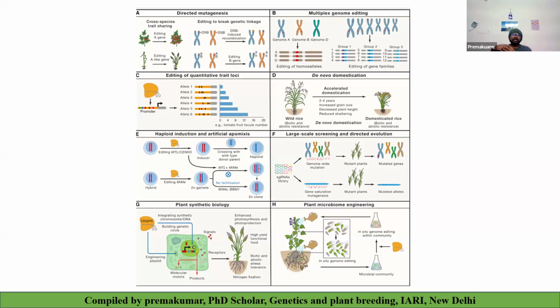Anyways, genome editing plays several roles. Not only this, like de novo domestication or directed mutagenesis, increasing the expression of QTL, haploid induction, synthetic apomixis, synthetic biology, plant microbiome engineering. There are a lot of things, sir. We can also suppress epigenetics, like epigenetic editing by CRISPR, or CRISPR-mediated gene silencing. There are several other advantages also. Please read it. It's very, very important for the exam.